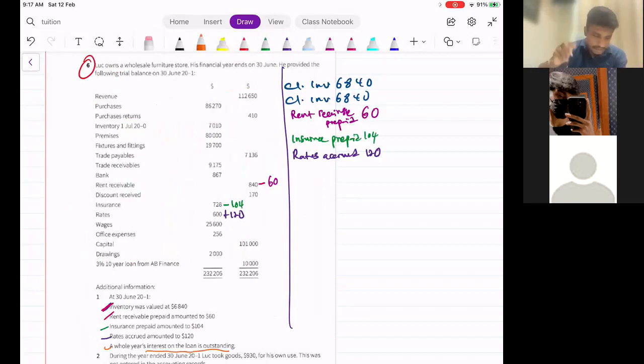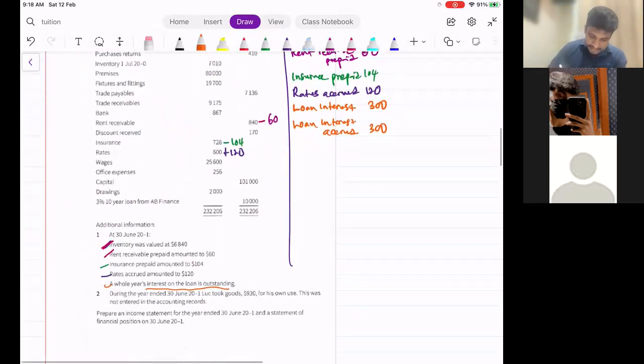So you need to create two accounts. One is loan interest 300, and this loan interest is accrued. So right here, loan interest accrued 300. Any question here? No, sir.